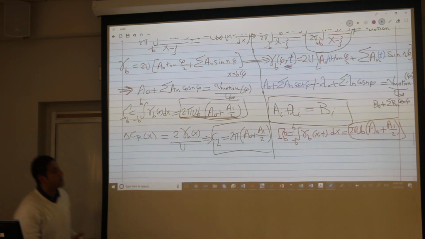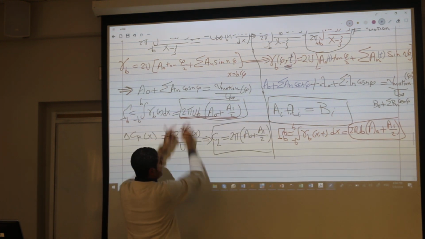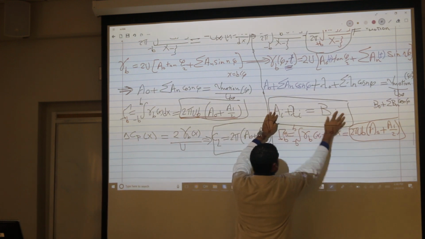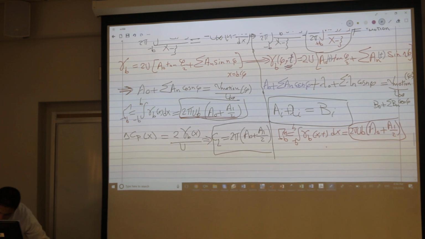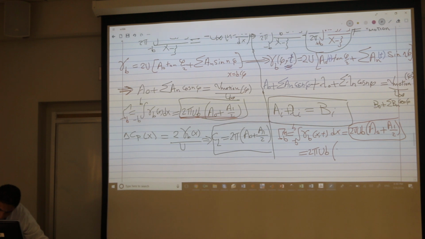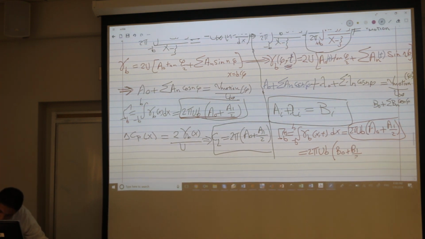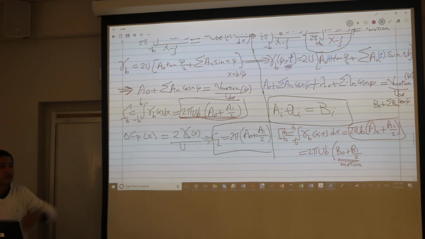But a naught plus a 1 over 2 is not directly related to motion like here. There they are motion minus the wake. So this is 2 pi U b times b naught plus b 1 over 2. This is motion, this is known. For a rigid airfoil, this is the angle of attack at the three-quarter chord, minus lambda naught plus lambda 1 over 2. This is the downwash due to the wake. It's unknown. Okay?